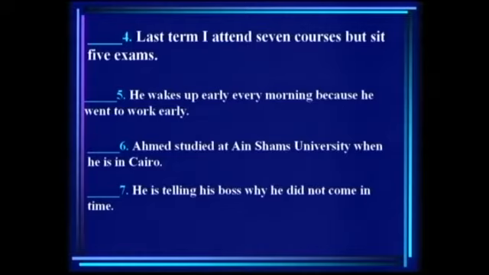He is telling his boss why he did not come in time. طيب دي صح. Because I'm thinking about the meaning here. He is telling his boss now. بيقول له دلوقتي why he did not come in time. This is past tense. He's telling now about something in the past. يبقى he's telling his boss, بيقول للمدير بتاعه why he did not come in time. ما جاش في الوقت المناسب ليه.